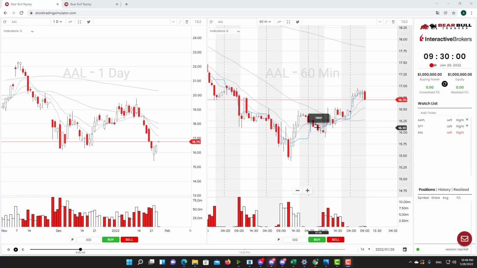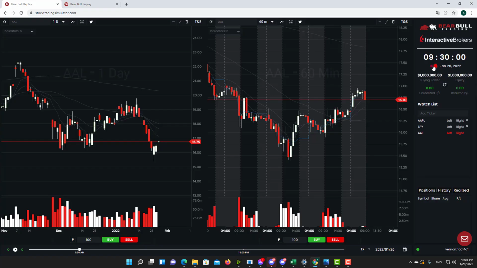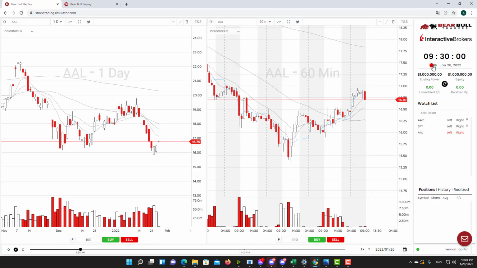Before I explain the thought process and the reasons why I've taken this trade, I wanted to remind you that we have a few updates on the stock trading simulator. The first one is the dark mode. You can use dark mode, you can use the light mode.